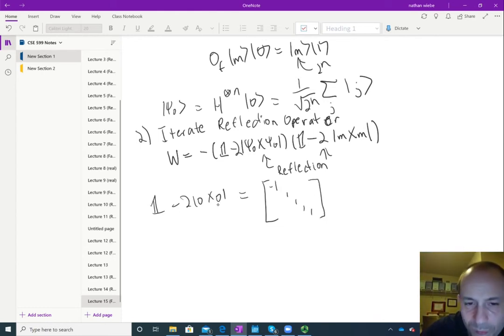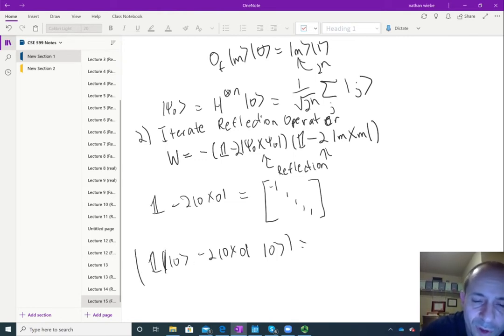You can see that because if you plug in 0 over here, you'll end up getting I |0> minus 2 |0><0| acting on |0>, which ends up giving you minus |0>. So that's where the minus sign ends up coming from in this expression. So we've got the minus sign there.